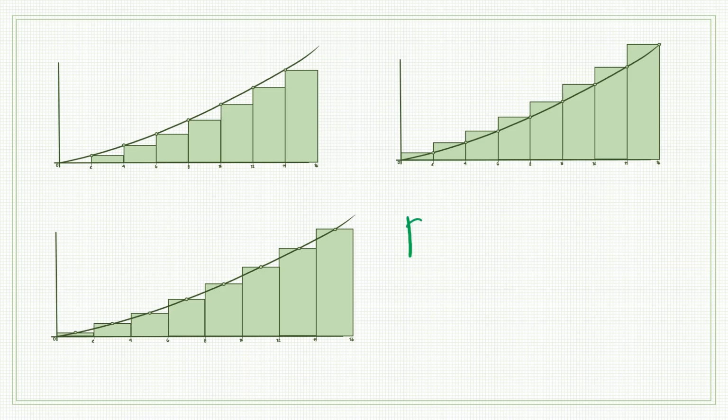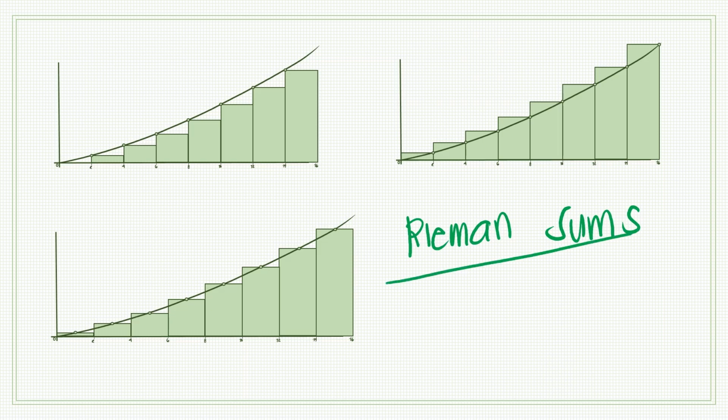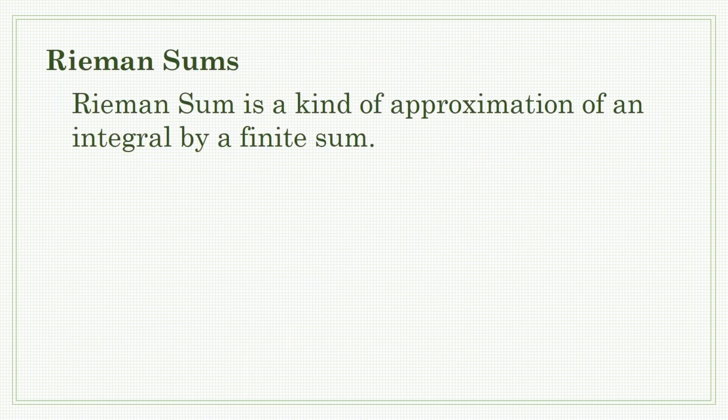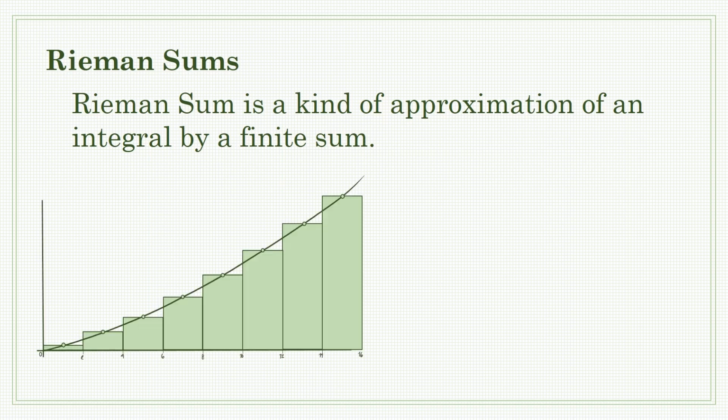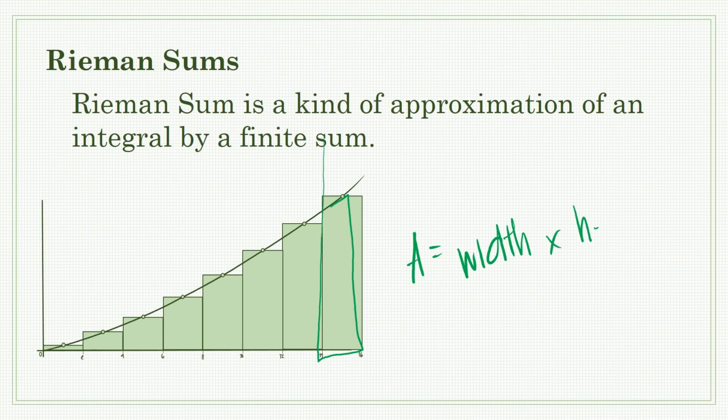There is actually a way to find the area of a region under a curve by using the Riemann sums. A Riemann sum is a certain kind of approximation of an integral by a finite sum. The area of a region can be approximated using Riemann sums, which are created by summing the areas of various simplified slices of the region. The Riemann sums use the fact that the area of a rectangle is the product of the width and the height.